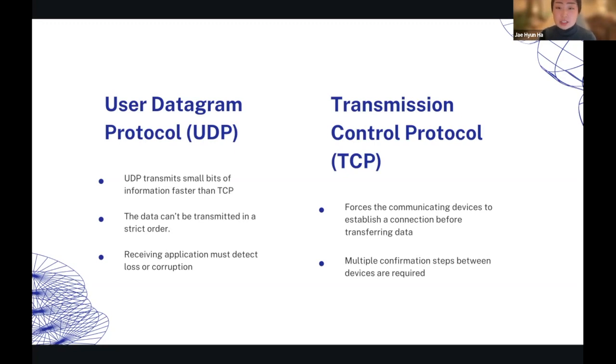In contrast, the Transmission Control Protocol, or TCP, is a more reliable protocol that guarantees the delivery of each bit in the media stream. It accomplishes this by forcing communicating devices to establish a connection before transferring data. The multiple handshakes and confirmation steps between the server and client mean that TCP is a more complex process with a system of timeouts and retries.